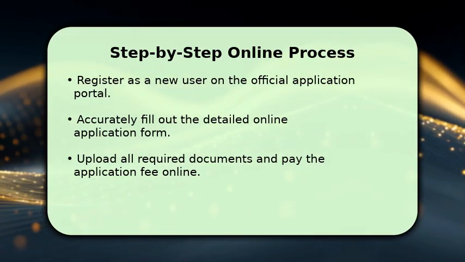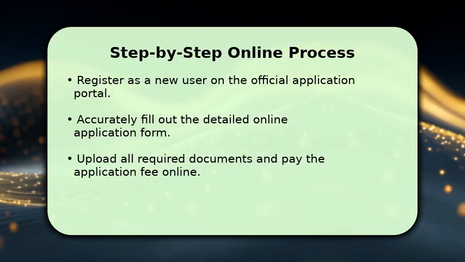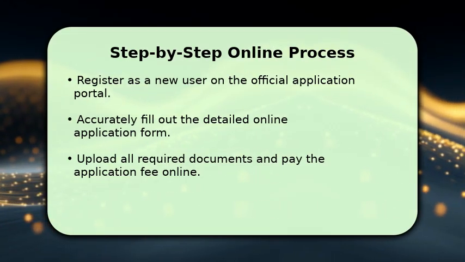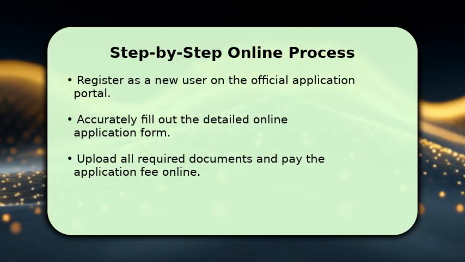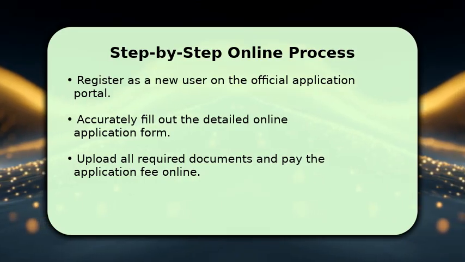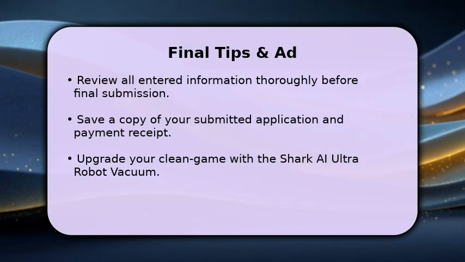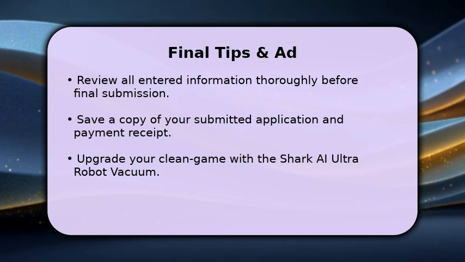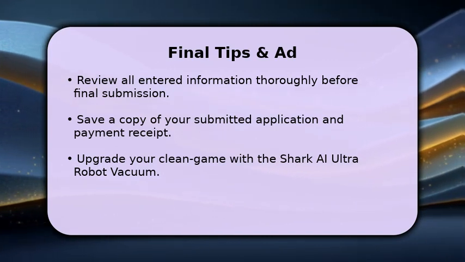After completing the form, upload the scanned copies of your documents. Finally, pay the application fee, which can be around 1,000 rupees for general categories, using online payment methods. As you finalize your application, always double-check every detail for accuracy to avoid any discrepancies.